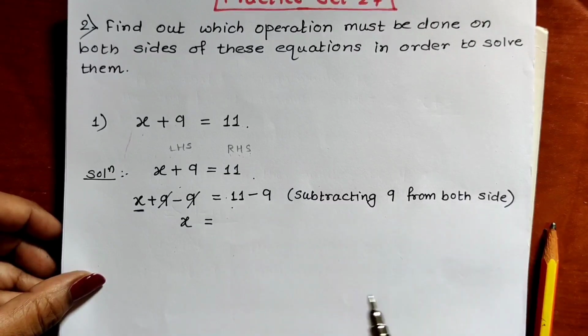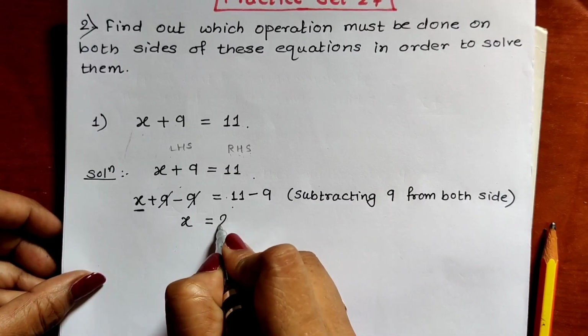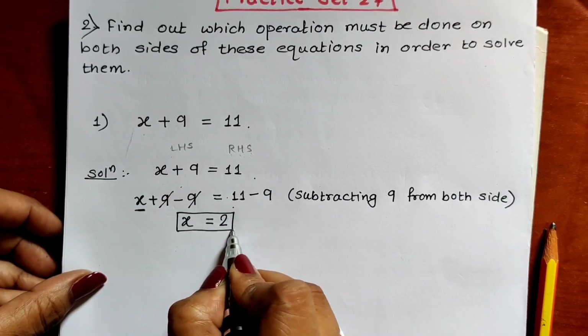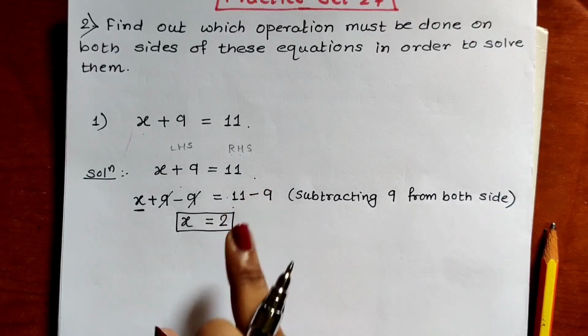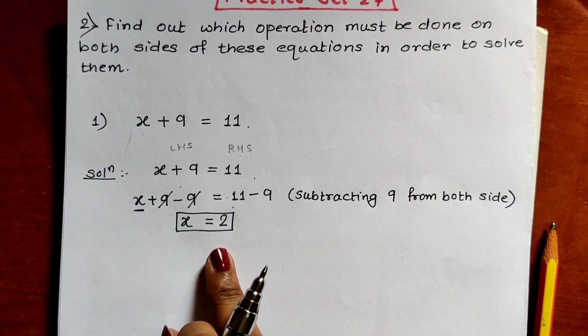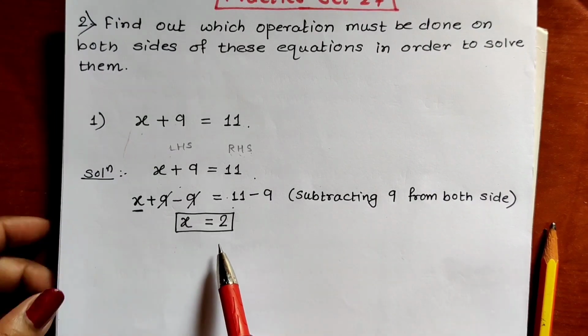On the right hand side you can perform the operation of subtraction. 11 minus 9 is 2. So the value of x, or the value of the variable, we have got is 2. In this way we have to solve the equation. We have to get the value of the variable. Now we have got the value of the variable.